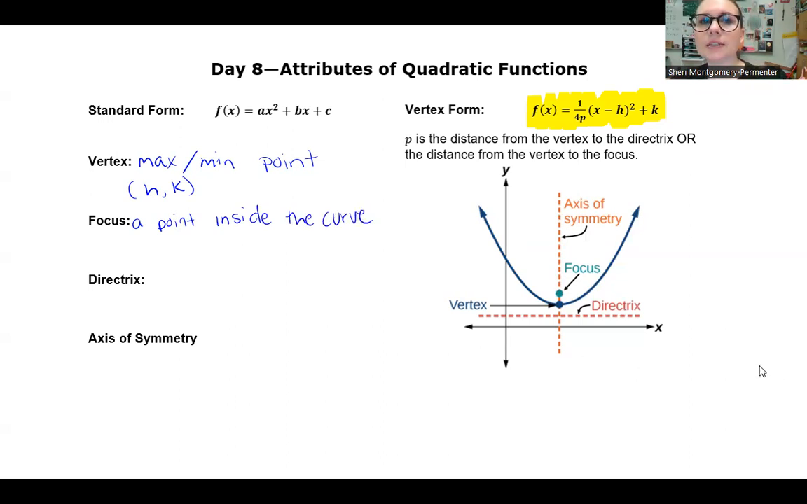And so here is a graph. The vertex is the bottom or the minimum point, or it's the maximum point if it's facing down. So that's that vertex point. The focus is a point inside the curve. And you probably never heard of a focus point before, but it's just a point inside the curve. The directrix is a line outside of the curve. It's a horizontal line outside of the curve.